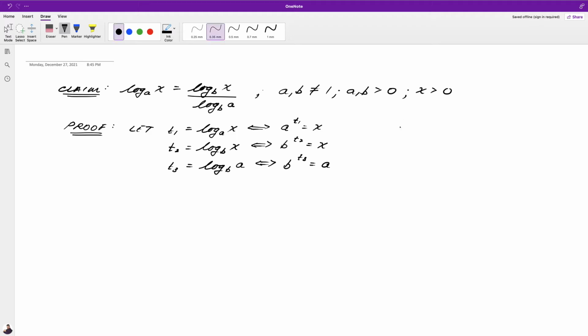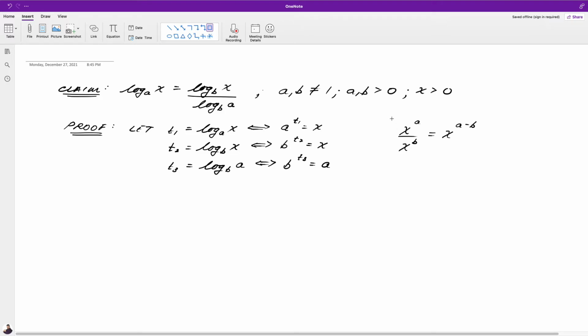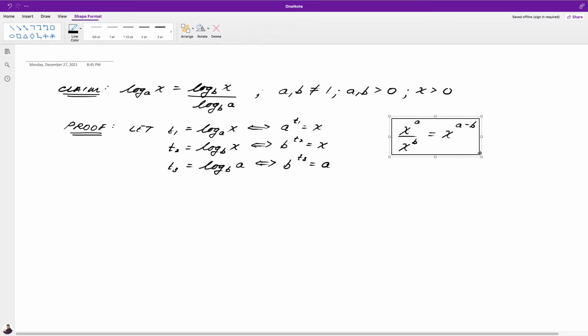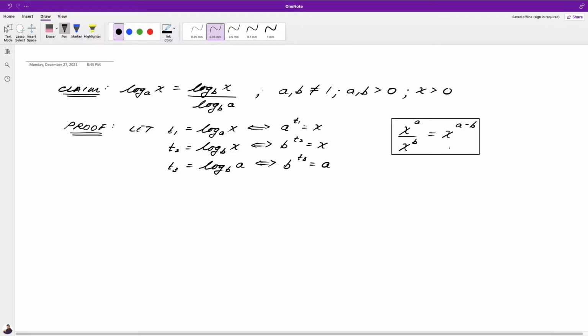If you have a base raised to a power and you divide it by the same base raised to another power, that's equivalent to taking the base and raising it to the difference of the powers. Okay, and this is based on how we define exponentiation. So this doesn't need to be proven. This is a property. Okay.